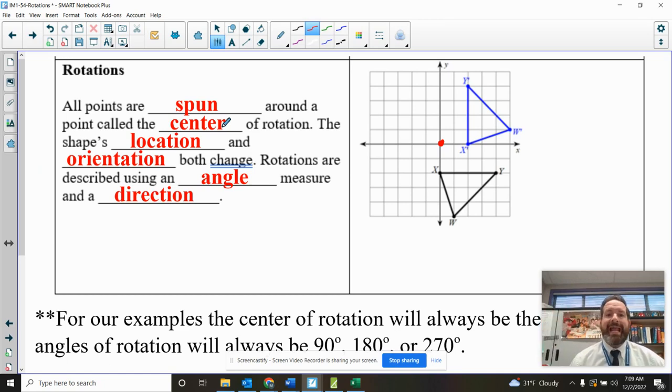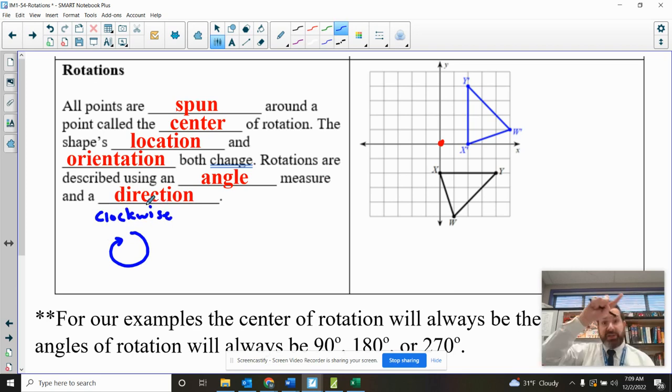Rotations are described using an angle, how many degrees, and a direction, clockwise or counterclockwise, just so we can keep them straight. Let's start with this direction. So spinning around here, this is clockwise because it's the direction of an analog clock. The other direction is your counterclockwise.